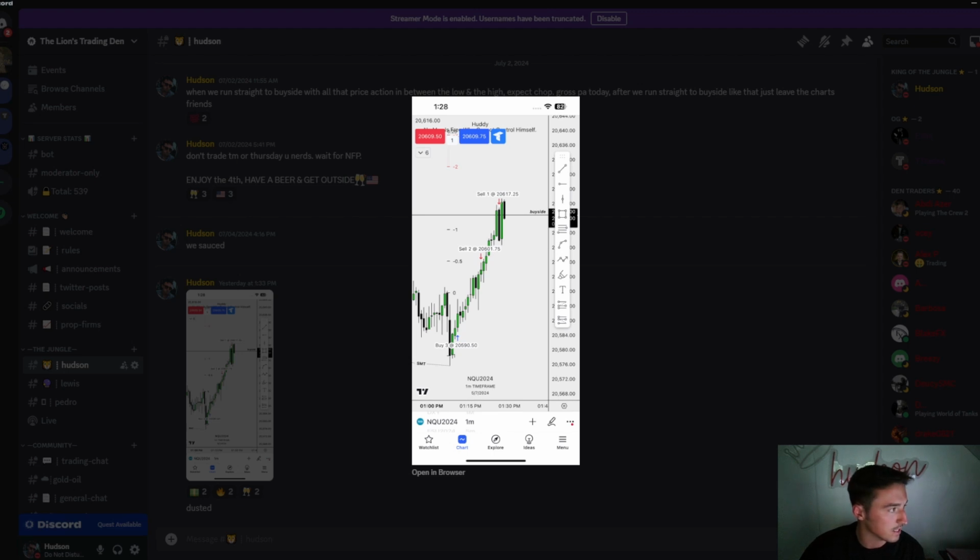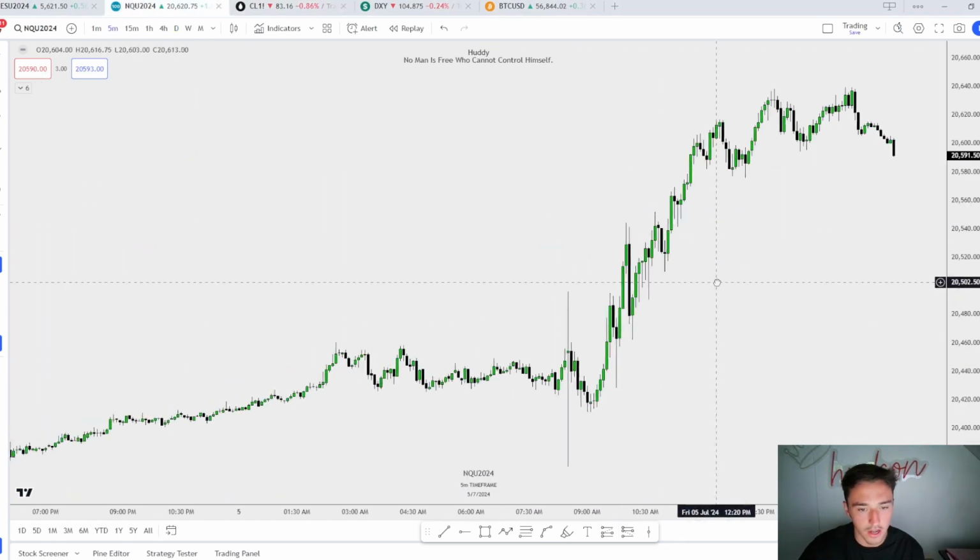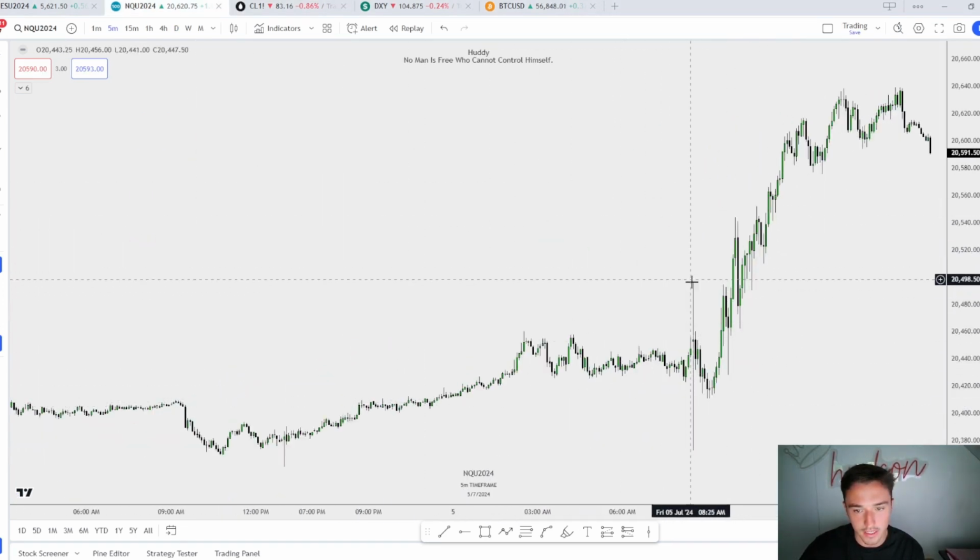Right here, you can see this trade that I took. I bought 3 down here, sold 2, sold 1 at buy side, right? So we're going to be going over this trade real quick, right? So NFP Friday. Look at this NFP candle, right?